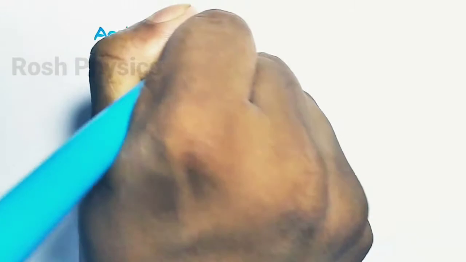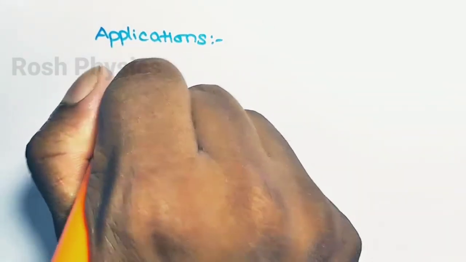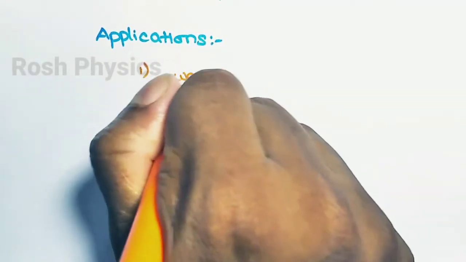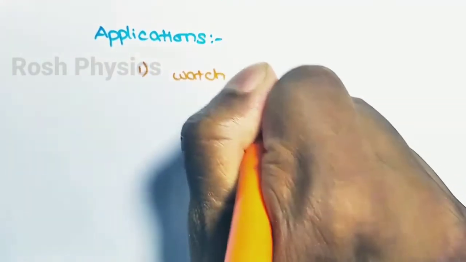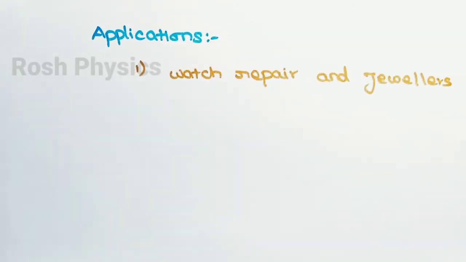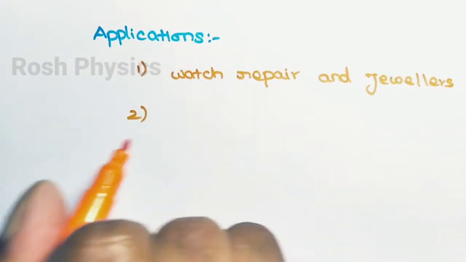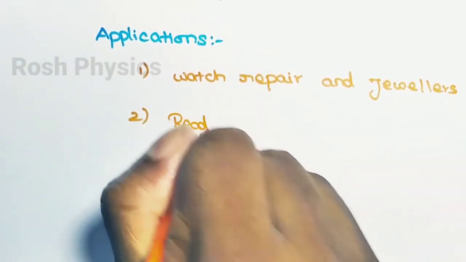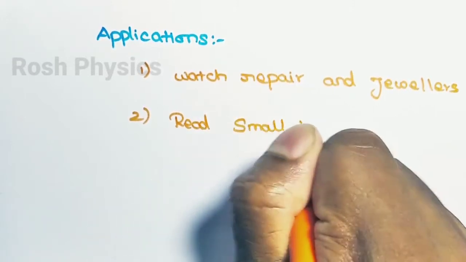Normally, the working of a simple microscope is the same as that of a magnifying lens. So the applications of the magnifying lens are used here also. The first application is in watch repair and jewelry; they are used by watch repairers and jewelers. The second thing, they are used to read small letters.